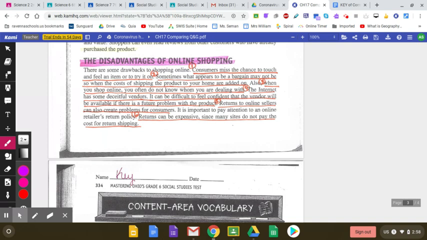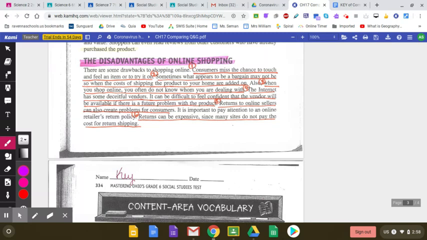Disadvantages of online shopping. There are some drawbacks of online shopping. Consumers miss the chance to touch and feel an item or to try it on, and that's one of the disadvantages. Another disadvantage is sometimes what appears to be a bargain may not be so when the cost of shipping the product to your home is added on.